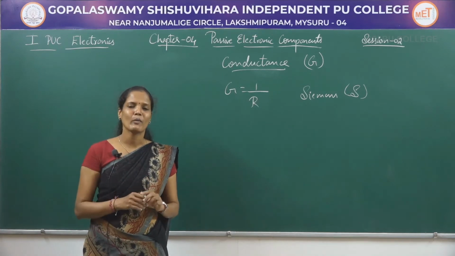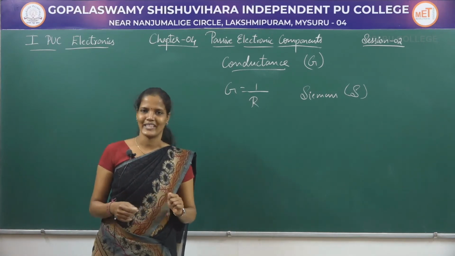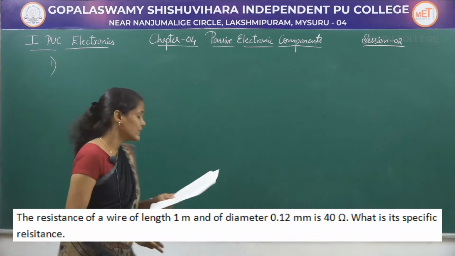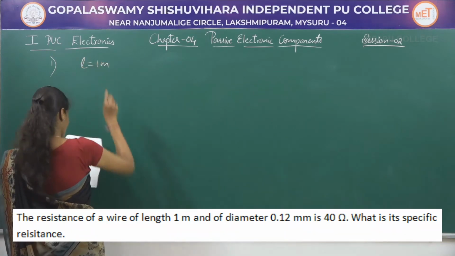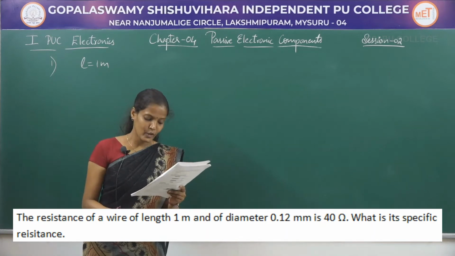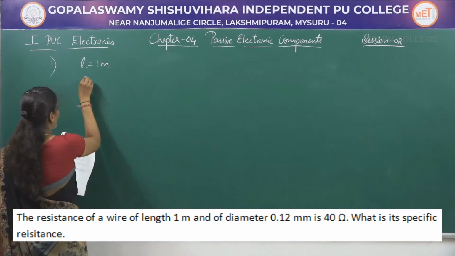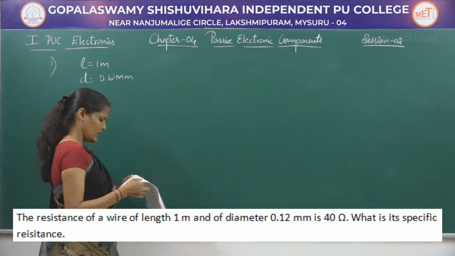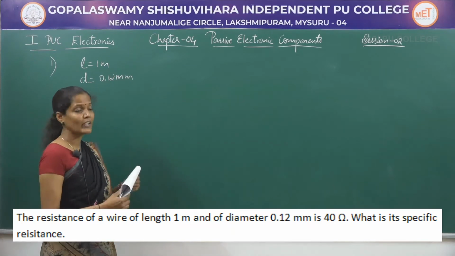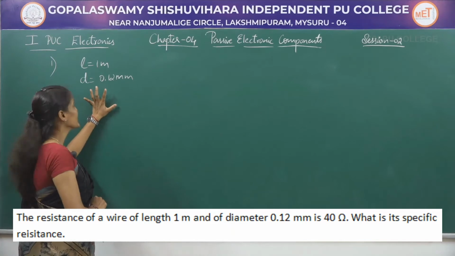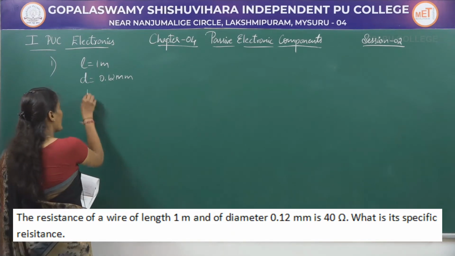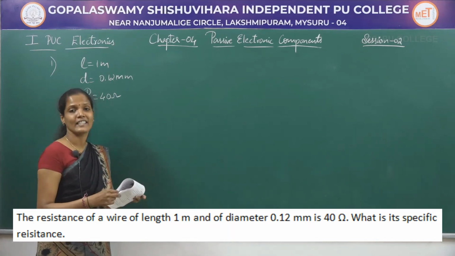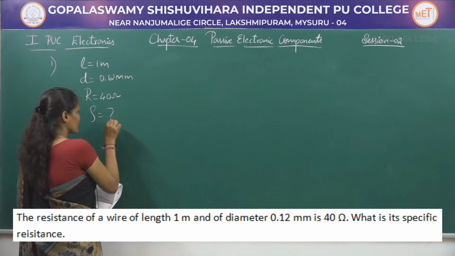Now let us solve a simple problem on the specific resistance or the resistivity. The problem is the resistance of a wire of length 1 meter, that is L is equal to 1 meter, and of diameter 0.12 millimeter is 40 ohms. The resistance of a wire which is having a length of 1 meter and diameter of 0.12 millimeter is 40 ohms. R is equal to 40 ohms. What is its specific resistance? Specific resistance is nothing but rho, you have to find out.